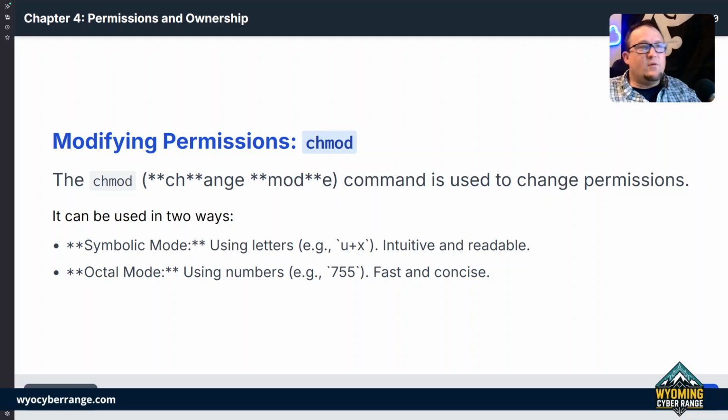Now the first command that we're going to talk about is called chmod. chmod is a command that we use to change permissions. And it can be used in 2 different ways. We can use symbolic mode by using letters. It's very intuitive, easy to read. Or we can use octal mode, which is using numbers. Octal mode means 0 through 7, so there are 8 values. It's very fast, concise, and I like this mode because it's very efficient.